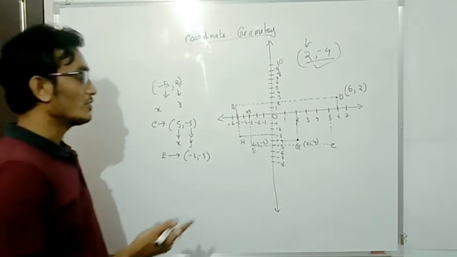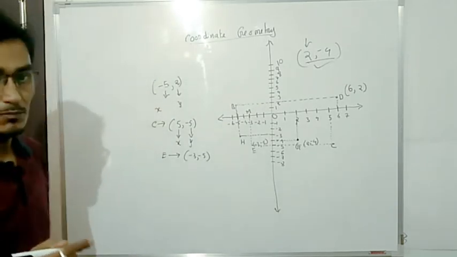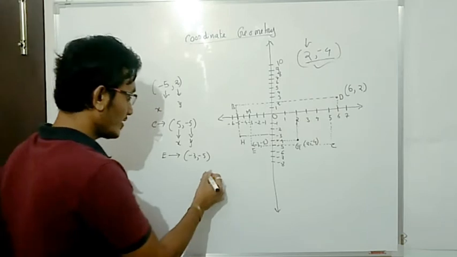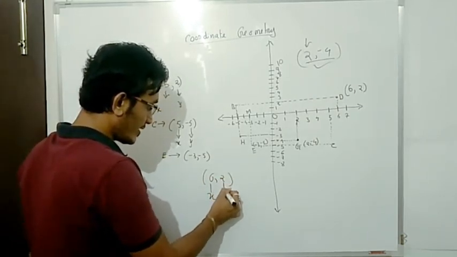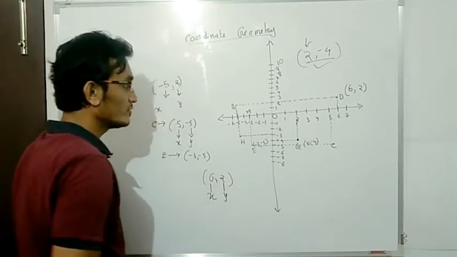Now after finding the coordinates, we have to find out the abscissa, that means the x coordinate, the value of x. Now in (6, 2), what is the value of x? The value of x is 6 and the value of y is 2.